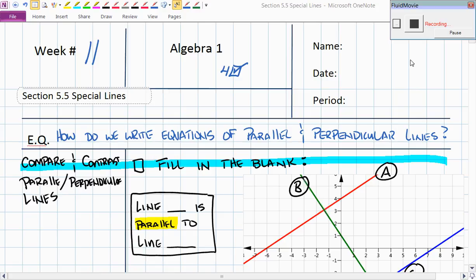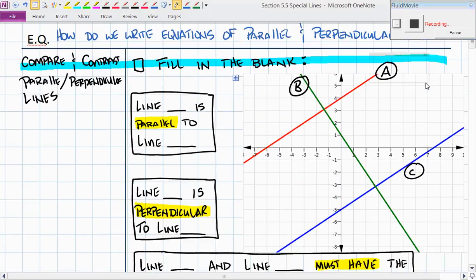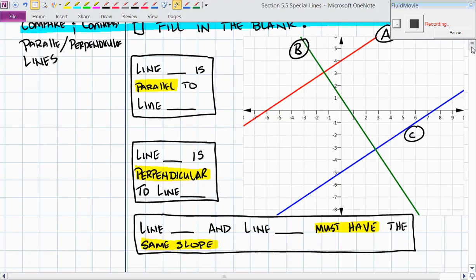You don't need to copy down the graph here, but what we're trying to figure out is, for the first part, we're going to fill in the blanks. I have 3 lines here. I have line A over here, line B is the green one, and line C is the blue one. Right now, I just want you to fill in the blanks here.